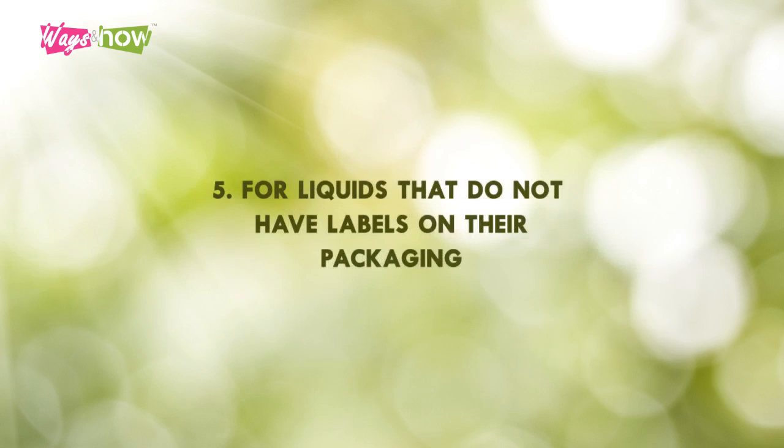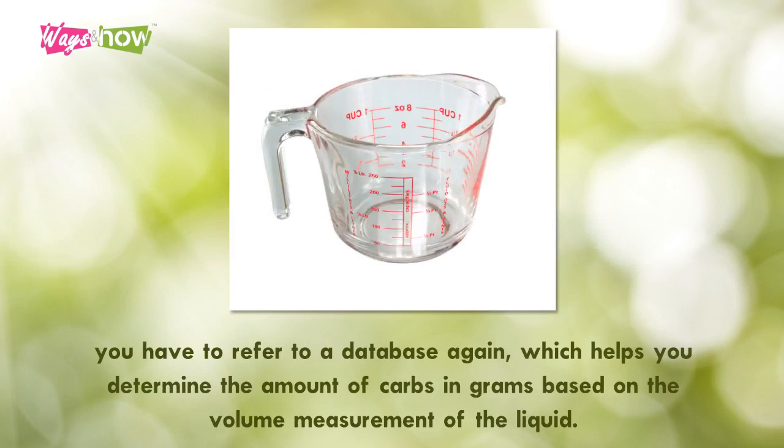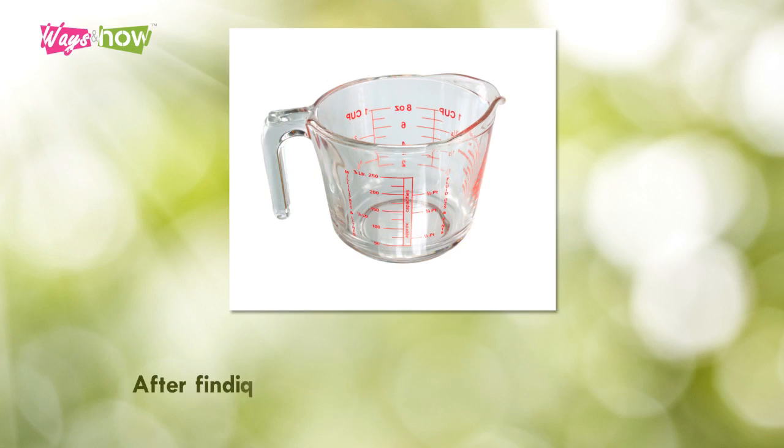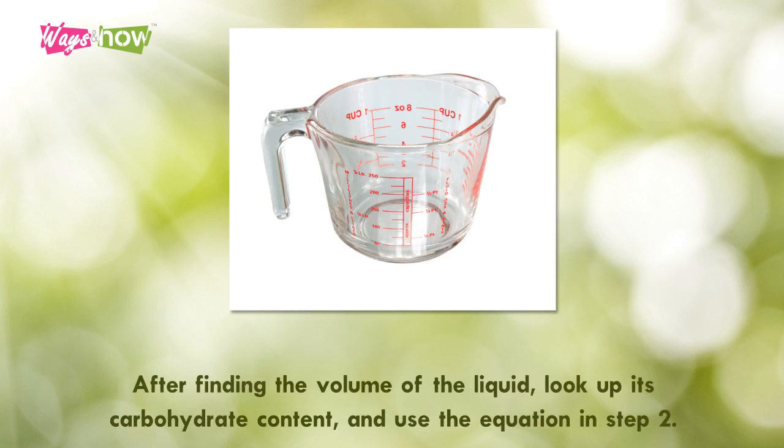5. For liquids that do not have labels on their packaging, you have to refer to a database again, which helps you determine the amount of carbs in grams based on the volume measurement of the liquid. After finding the volume of the liquid, look up its carbohydrate content and use the equation in Step 2.